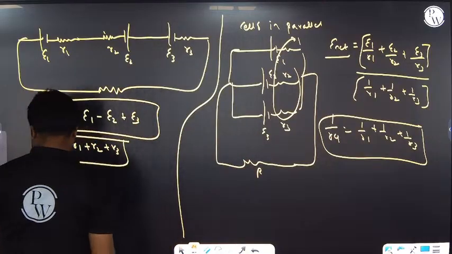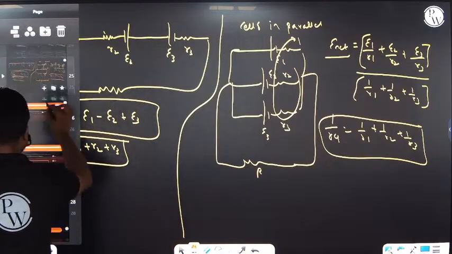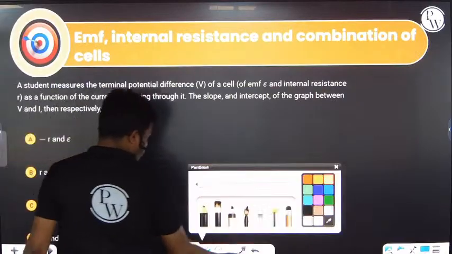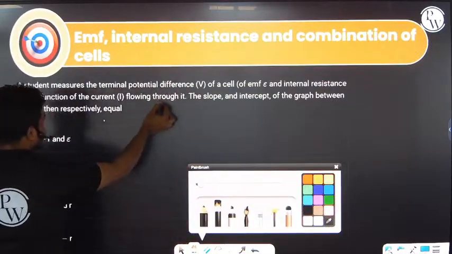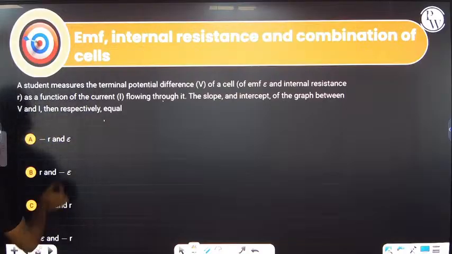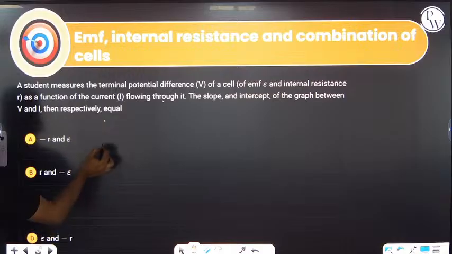So let's see some of the questions from here as well. A student measures the terminal potential difference of a cell. Internal resistance R is a function of the current flowing through it. The slope and intercept of a graph between V and I respectively.